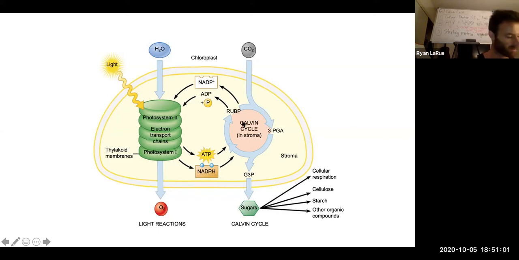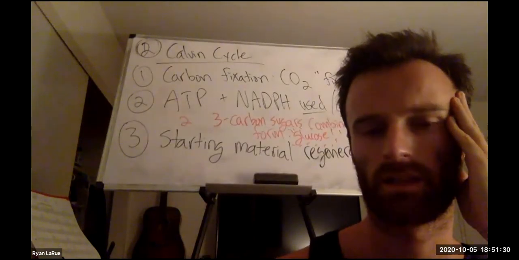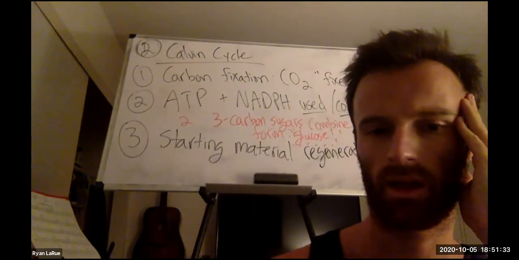Just to wrap up here, because it's 6:51. After ATP and NADPH are used, the ATP loses its phosphate. NADPH loses its hydrogen, and so they regenerate and can be used again in the light reactions to form ATP and NADPH again. Okay. Woof.